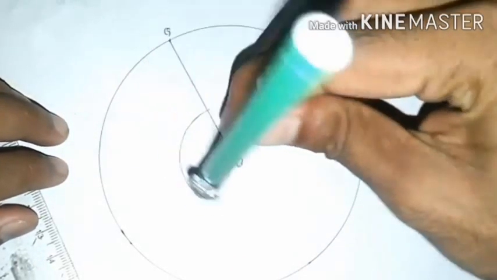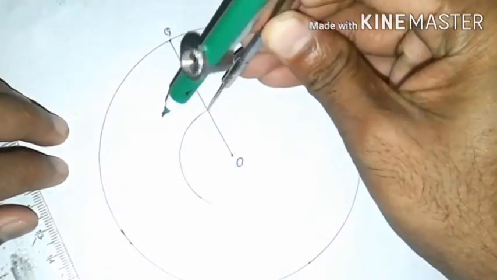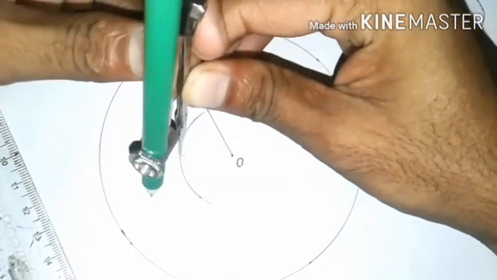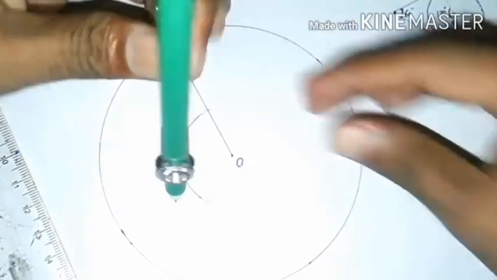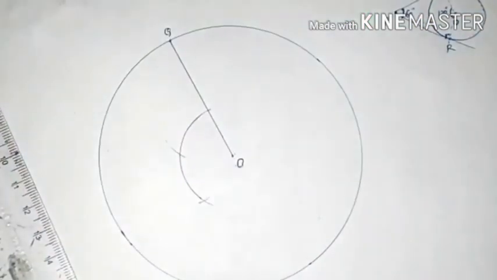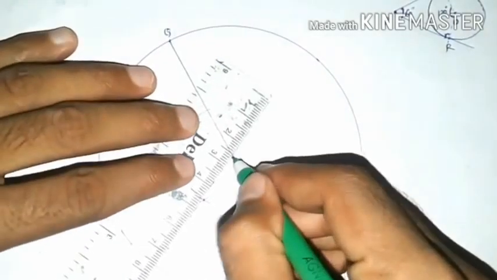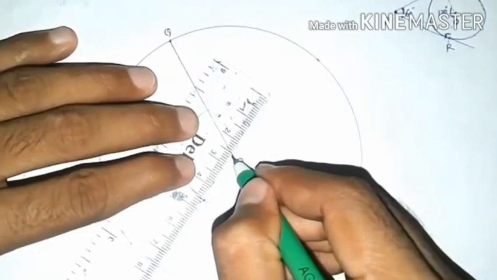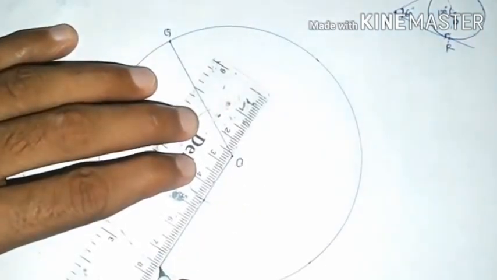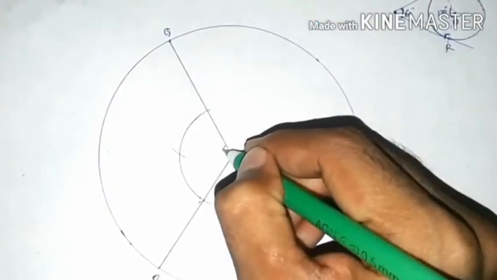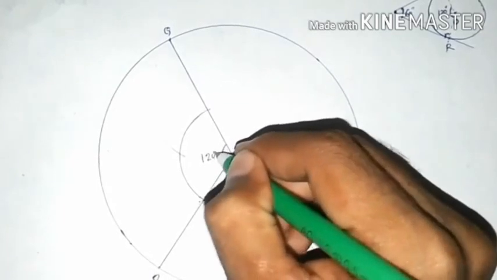By taking any radius, draw an arc. And using the same radius, divide the arc into two portions. The first portion is 60 degrees and the second portion we will get as 120 degrees. So first portion 60, second portion 120. So the second portion and the center O we have to join and extend till the circumference, and that point we have to label as R. So angle QOR is 120 degrees.